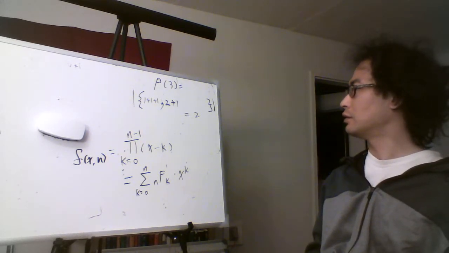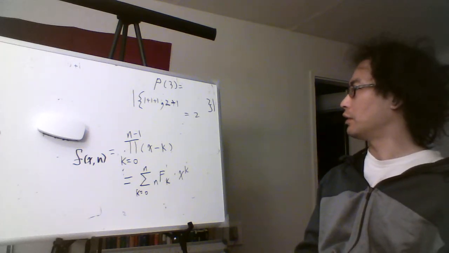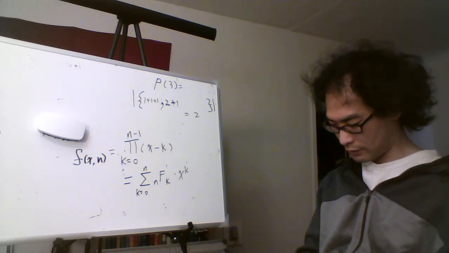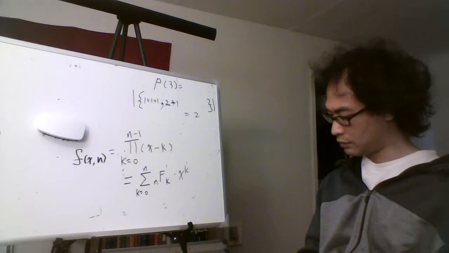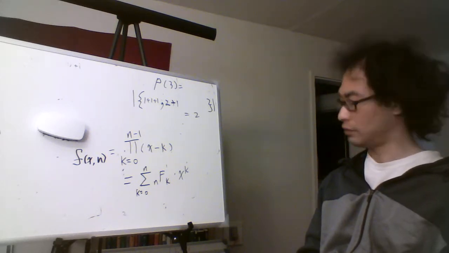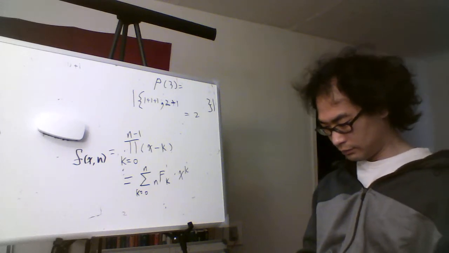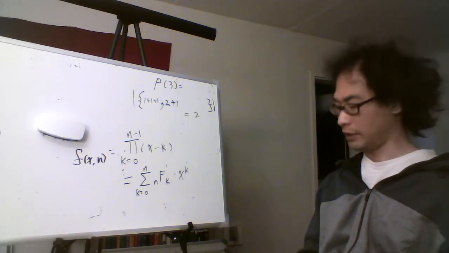So, first Stirling function. Did I get this right? Partition. It's supposed to be 3?